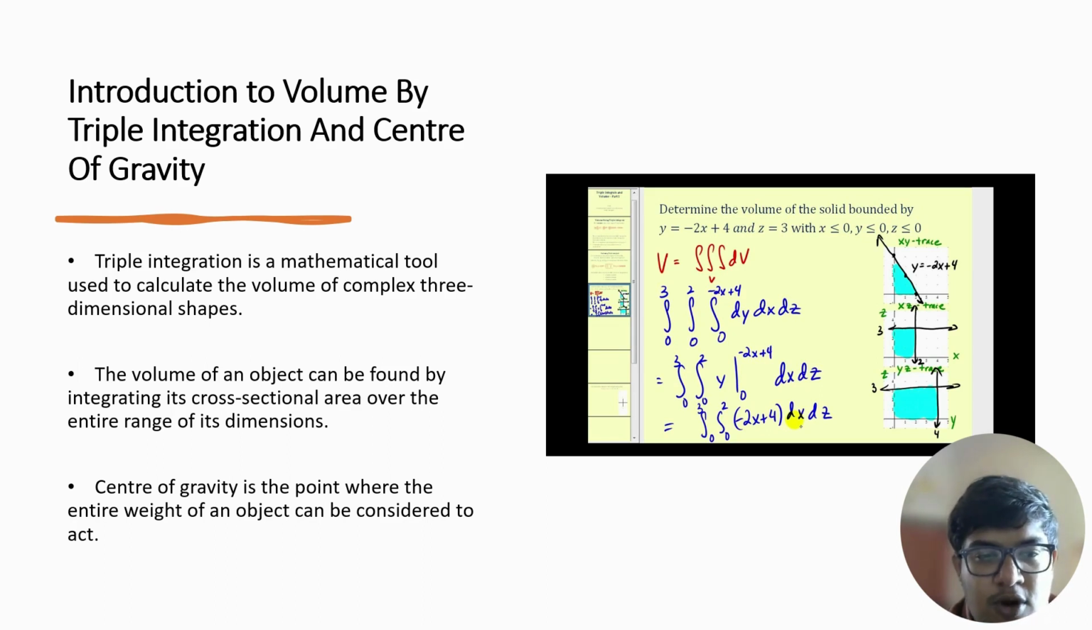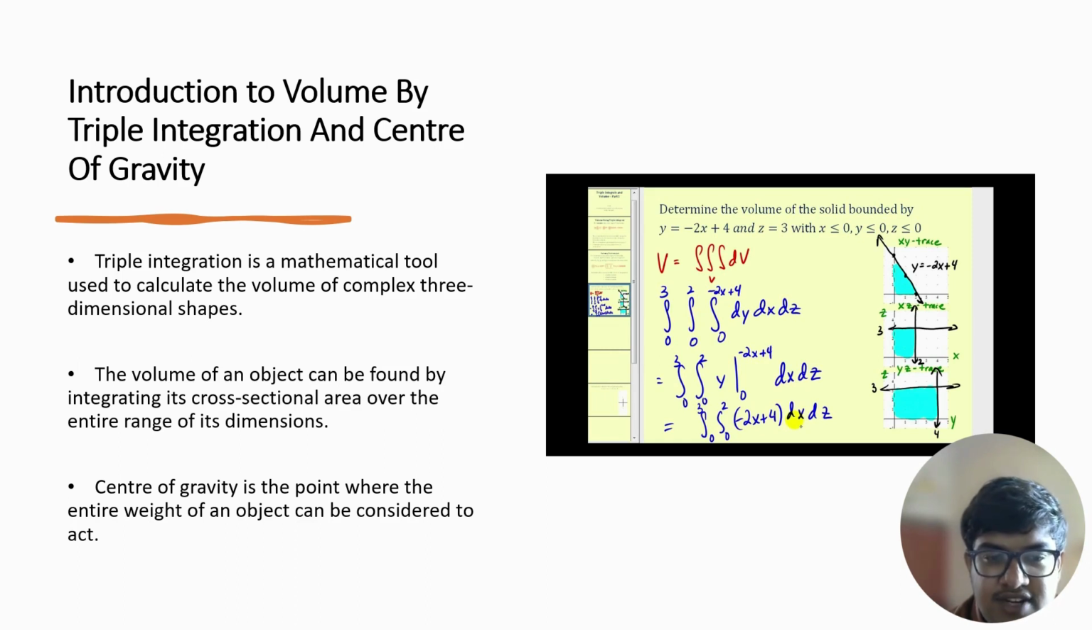So the volume of an object can be found by integrating the cross sectional areas over the range of the dimension, the whole range of its dimension.